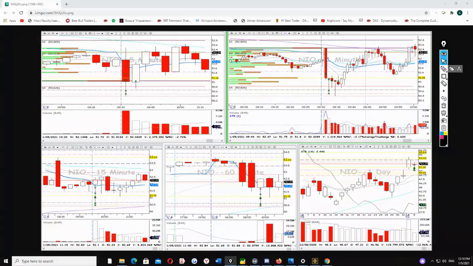Does that make sense? That's why I wasn't really interested in a long anywhere here. It was choppy and it ended up being choppy as well, right? It just wasn't ready yet.